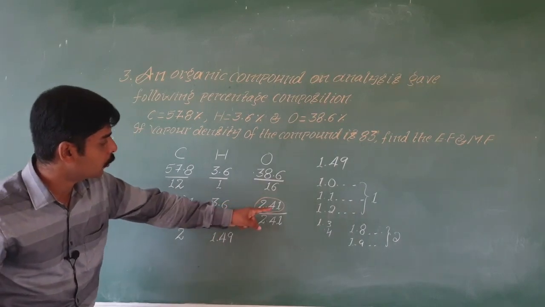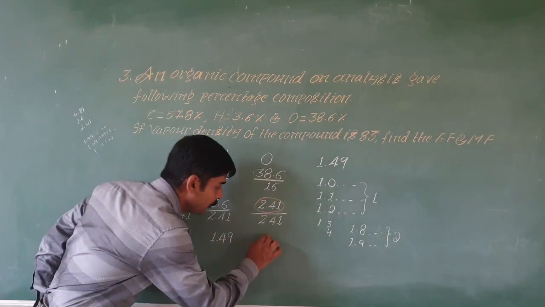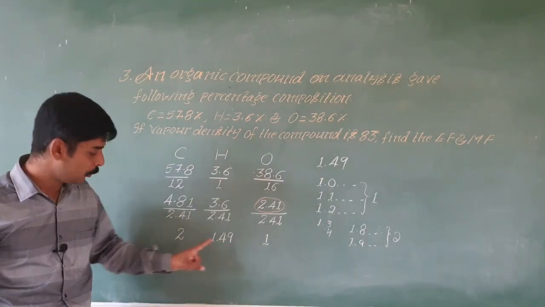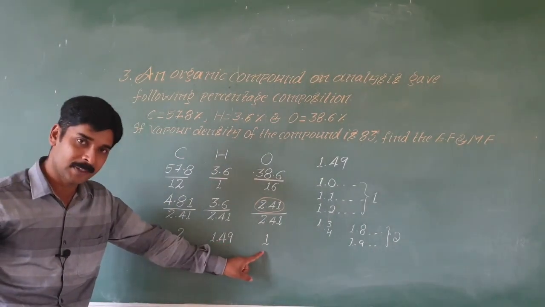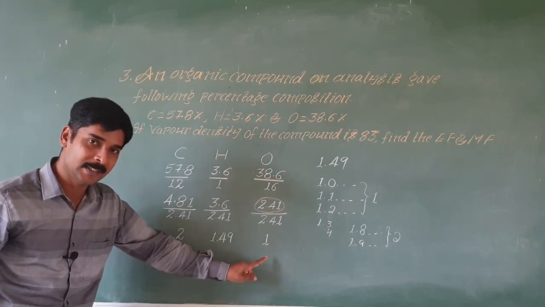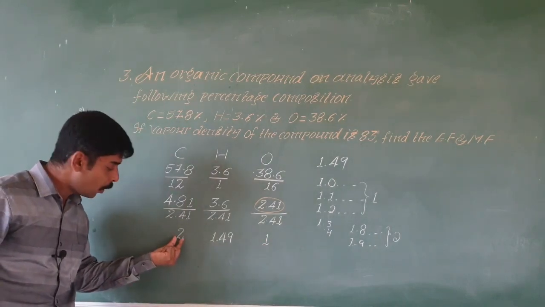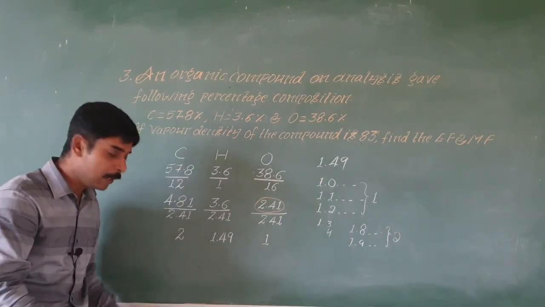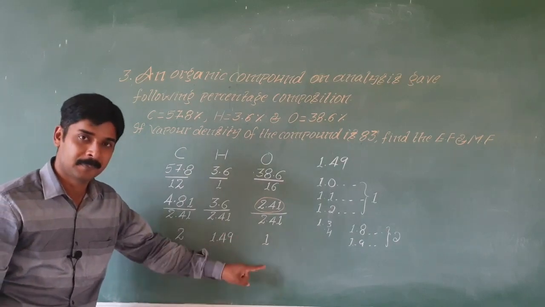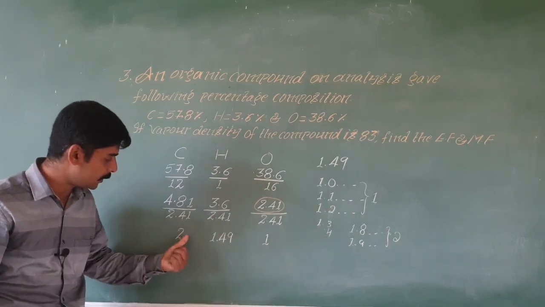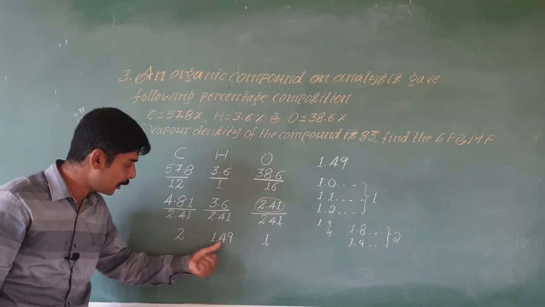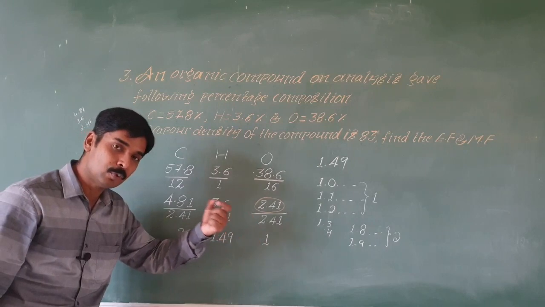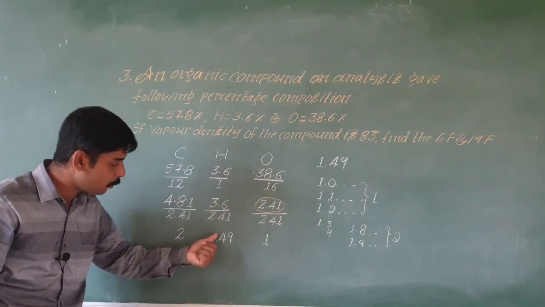Next, when you divide 2.41 by 2.41, you will get a perfect whole number, that is 1. Now in this step, if you don't get a perfect whole number, then you must multiply all these numbers with a suitable whole number to get a whole number. Listen carefully. In this step, if these numbers are not whole numbers, then you must multiply all these numbers by a suitable whole number to get a whole number.